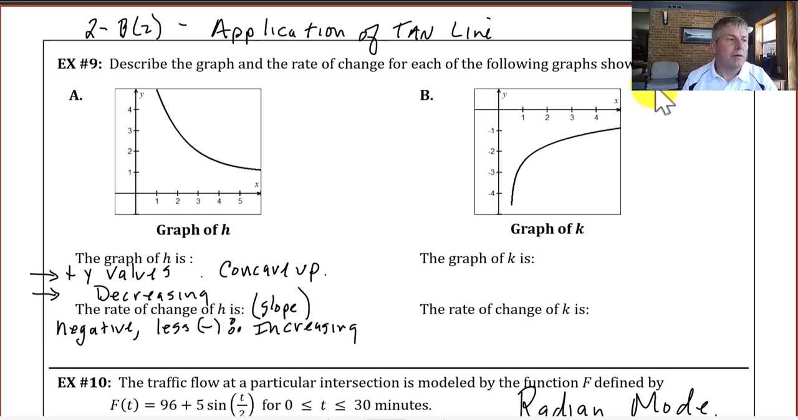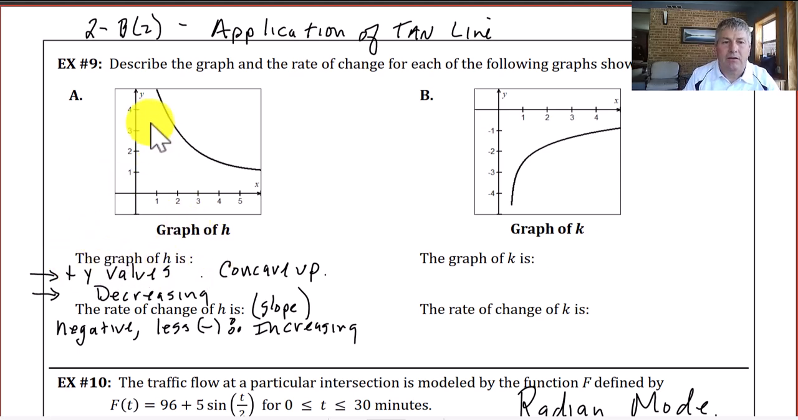Welcome back. The objective of this video is to explore the application of a tangent line problem. Here in sample 9, they ask us to describe the graph and the rate of change for each of the following graphs shown below. So in graph A, they ask, the graph of h is what?